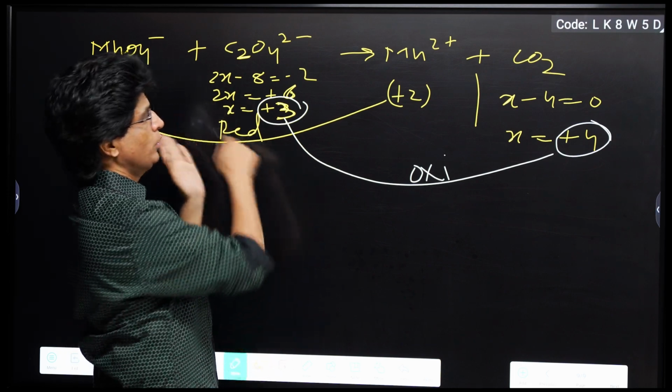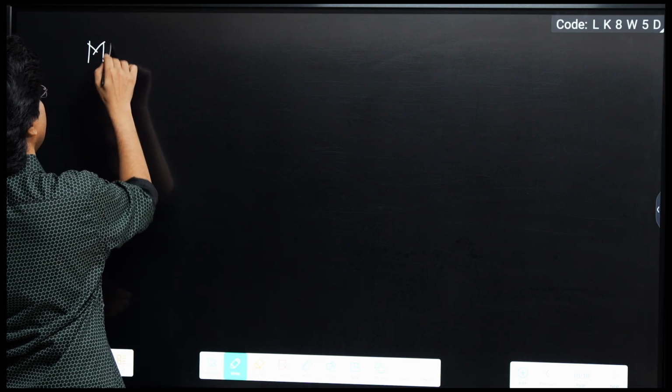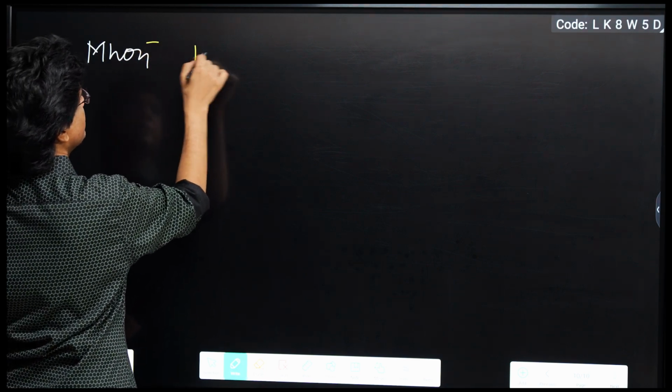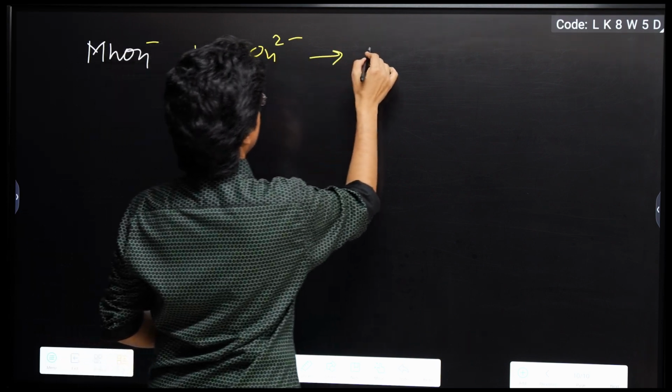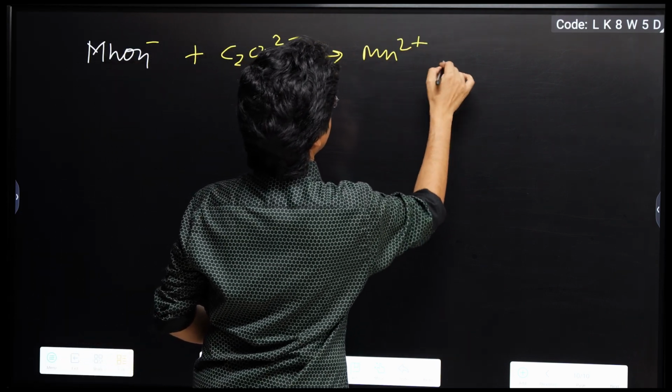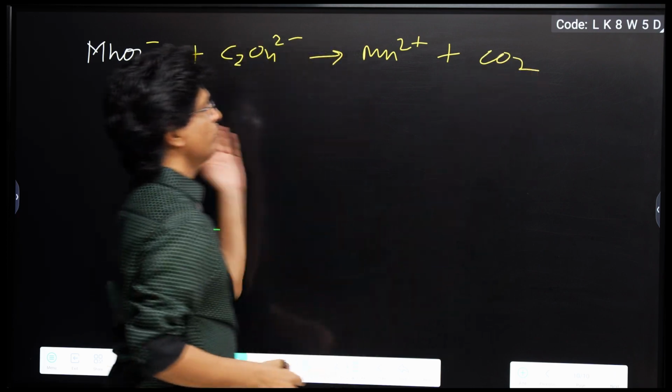Is that clear? So this is the given, so I'll write the equation again. So MnO4 negative plus C2O4 2 minus going to give you Mn2 plus and CO2. So you have to balance this equation.